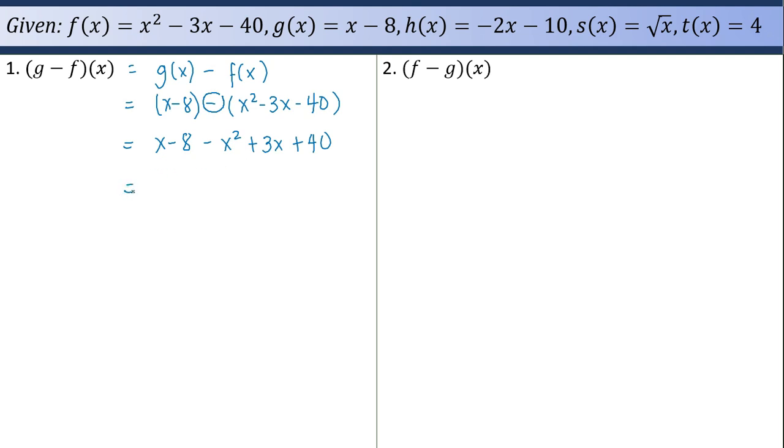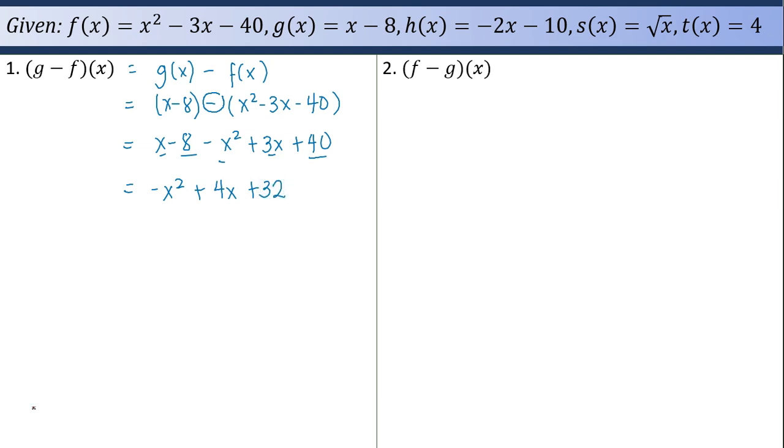Now, we are ready to combine similar terms. Ang negative x squared ay i-bring down lang natin. X plus 3x is equal to 4x. And finally, yung ating mga constants, negative 8 plus 40, that is just equal to 32.